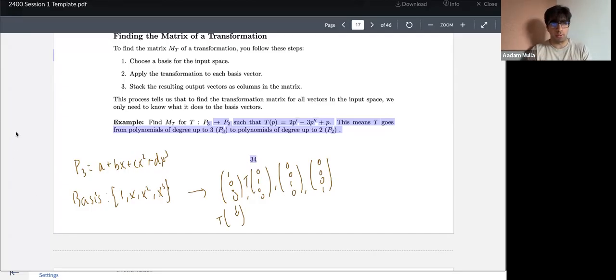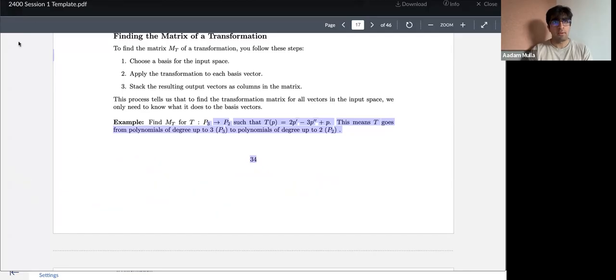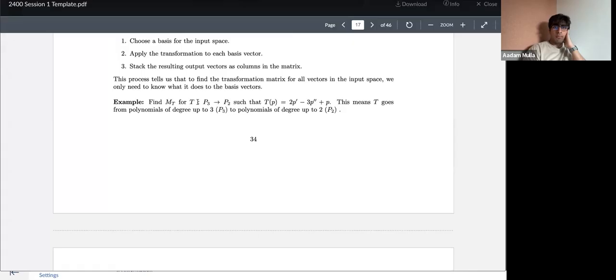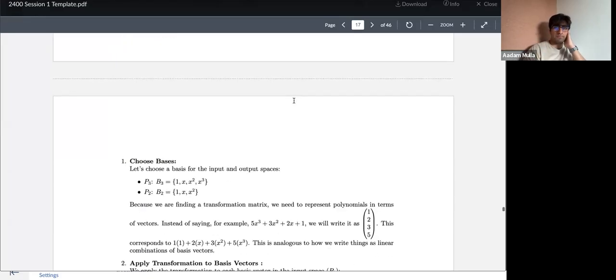So let's walk through this example real quick. Everybody understand what T is doing? It's taking in some polynomial, and it's outputting 2 times the derivative of that polynomial minus 3 times the second derivative of that polynomial plus the actual polynomial. And that's why it goes from P3 to P2. Because even if we have a P3, if we have an x cubed term, as soon as we take the derivative, that's automatically going to get bumped down to an x squared term.